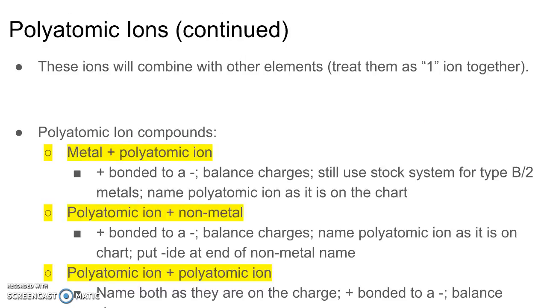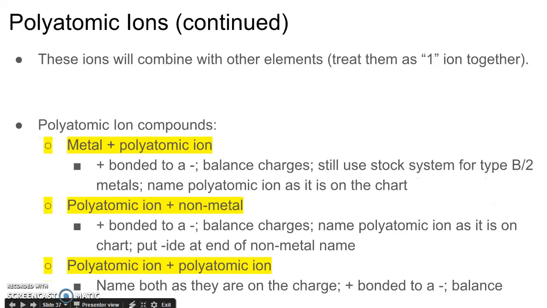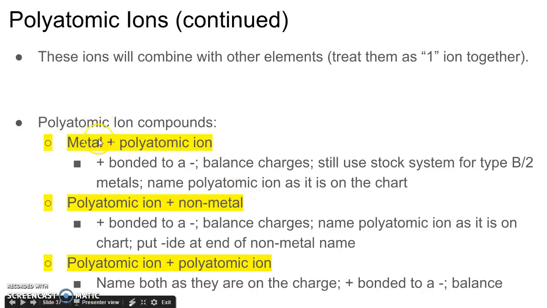These ions, like I said before, will combine with other elements, but you're going to treat them like they are one group, and that's because the charge goes with the group. There are 3 types of compounds that we tend to see with polyatomic ions. We see a metal bonded to a polyatomic ion, and in this case, you have a positive bonded to a negative. So just like before, we balance charges. You still use the stock system for your type B or type 2 metals. So if it's not in column 1, 2, or 3, you still have to use the stock system. But you would just name the polyatomic ion as it is on the chart. You don't worry about changing its name at all.